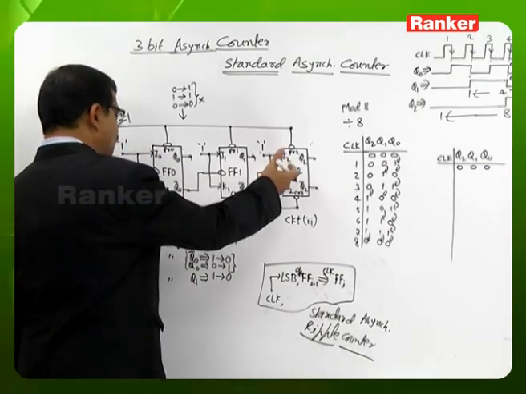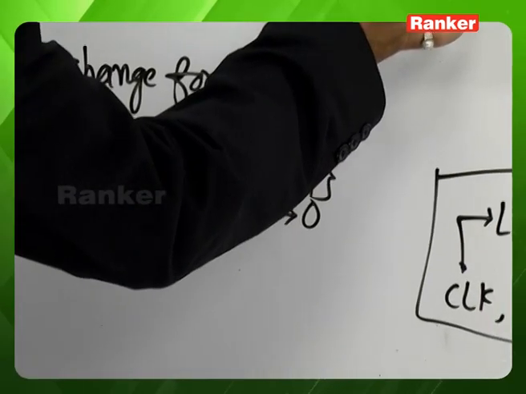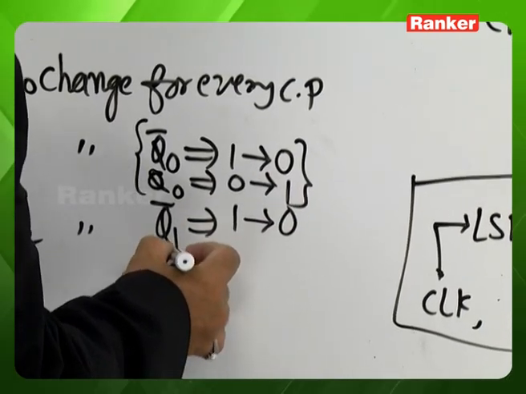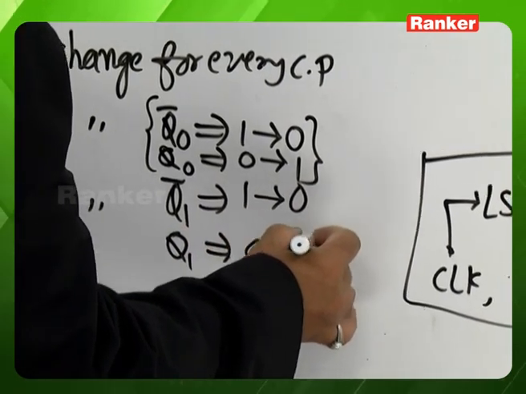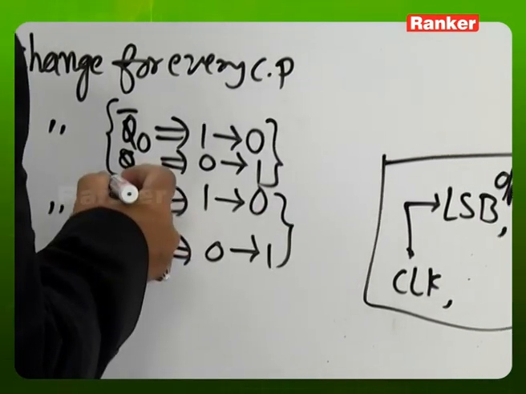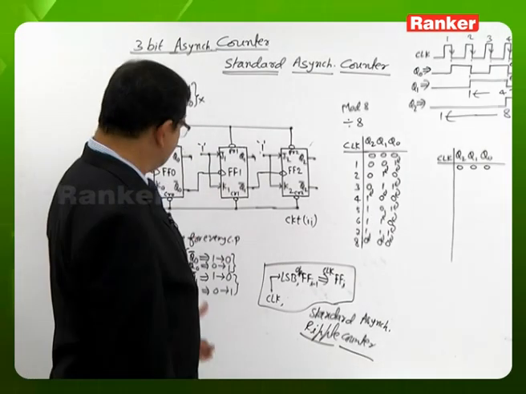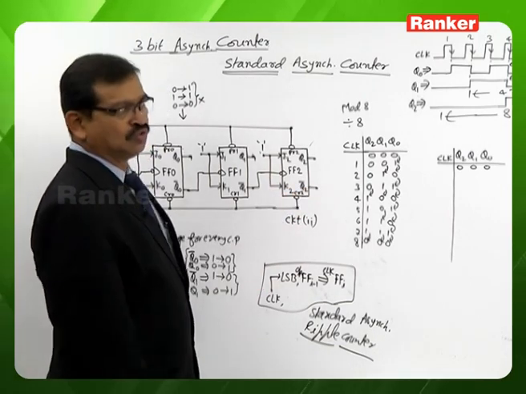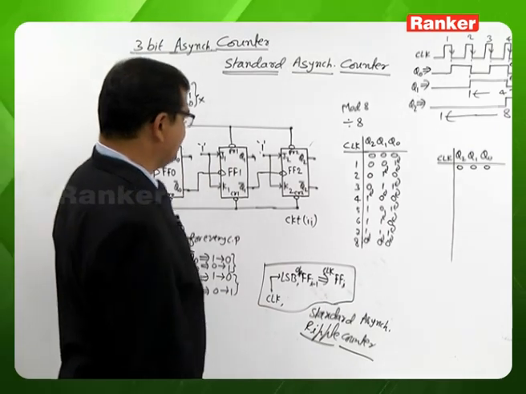And coming to flip-flop 2, it gets a chance to change its value if and only if Q1 bar is changing from 1 to 0, or equivalently, whenever Q1 is changing 0 to 1, at that time flip-flop 2 will change. So with this understanding, it is very easy for us to go further while applying the clock signal.